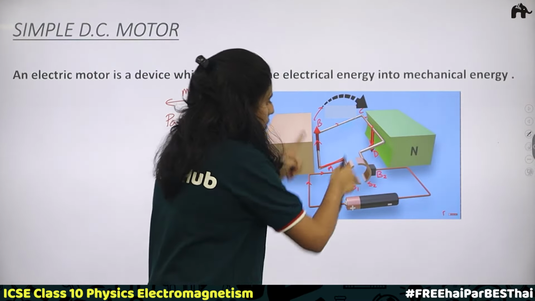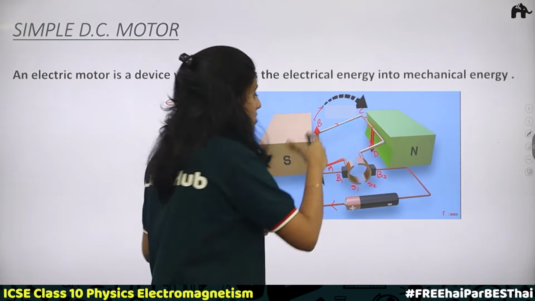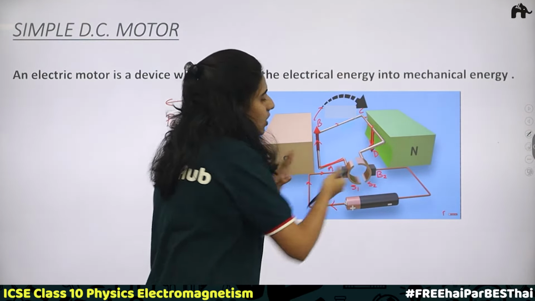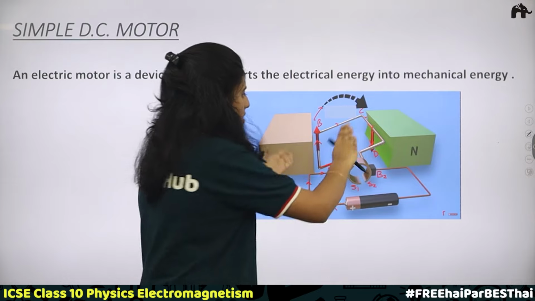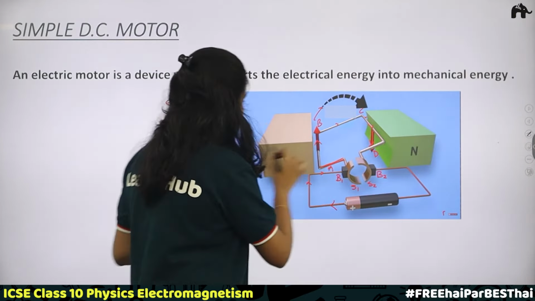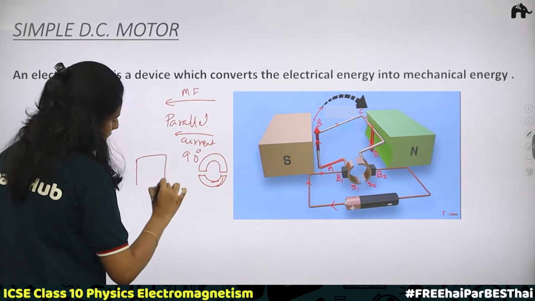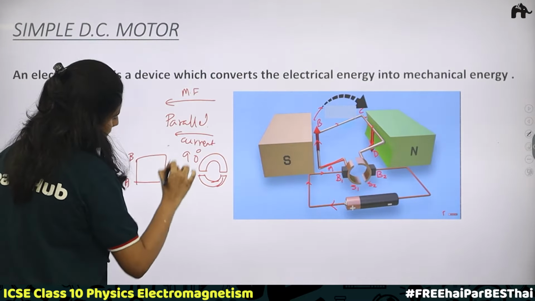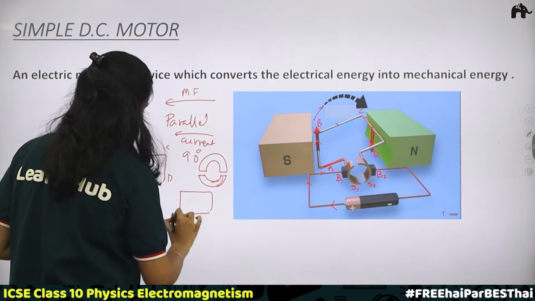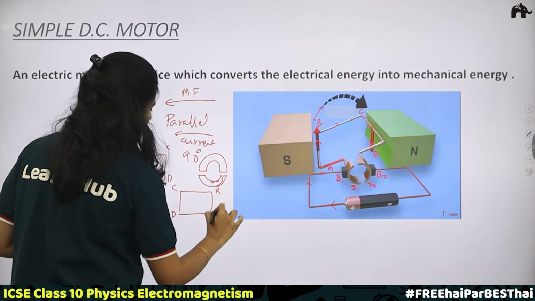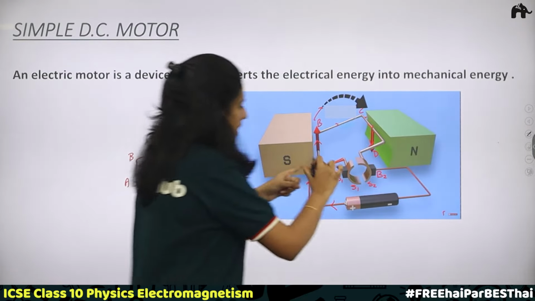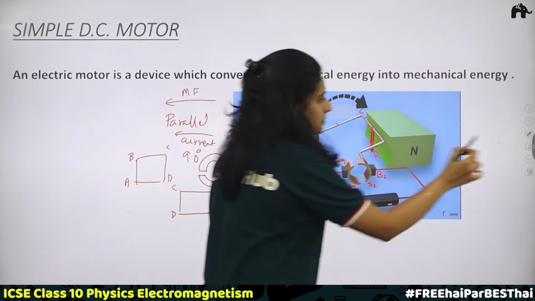But still there will be rotation. Why? Because of the inertia it has gained. The coil has gained an inertia due to which the rotation will keep happening. Okay, it will get rotated to 180 degrees. 180 degrees means now here you have the coil A, B, C, D. When it takes a 180 degree rotation, what happens? It becomes D, C, B, A. Okay, it becomes DCBA. Clear? So, this is DCBA.